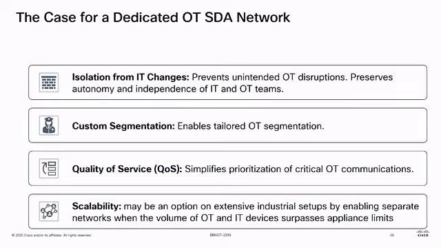And finally, scalability. We have seen the case of some mega factories where the number of devices, if we put OT and IT together, is way more than the scale of SD-Access of Catalyst, even the amount of devices that can be managed by a single instance of Catalyst Center. So that's a reason to split this and have one OT and one IT. But then, what do you think, Thomas?